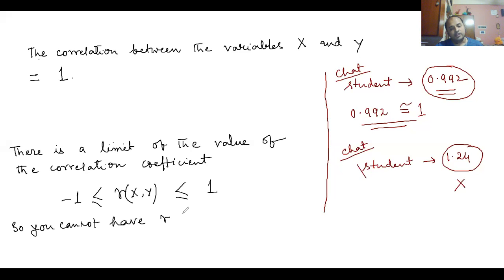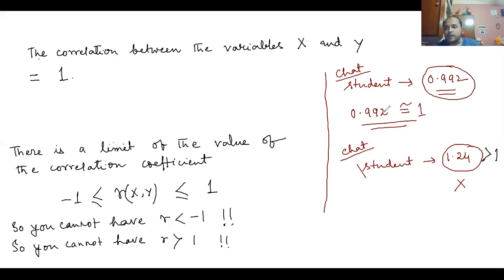R which is less than -1. This is absurd. You cannot have R which is greater than 1. That is also absurd. This is the limit of the correlation coefficient. So therefore I have said that if the student has got 1.24, which is greater than 1, his value is wrong. It cannot be.